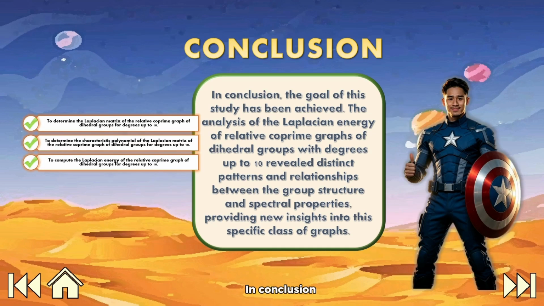In conclusion, our study successfully achieved all of its objectives. The analysis of the Laplacian energy of relative coprime graphs of dihedral groups with degrees up to 10 revealed distinct patterns and relationships between the group structure and spectral properties, providing new insights into this specific class of graphs.